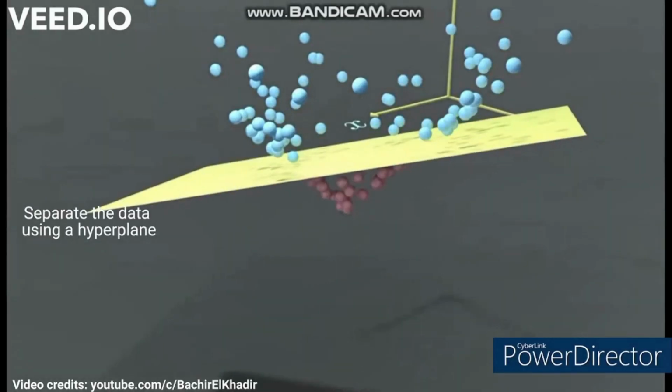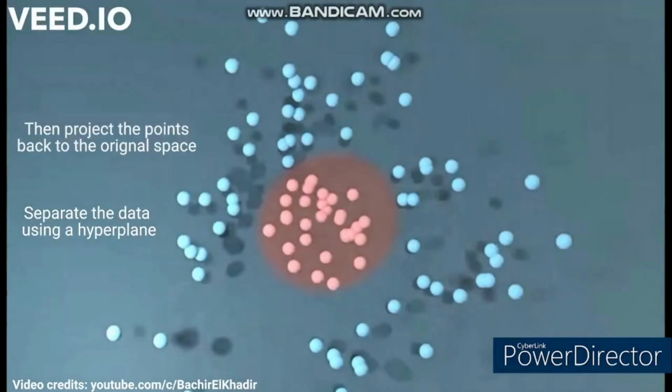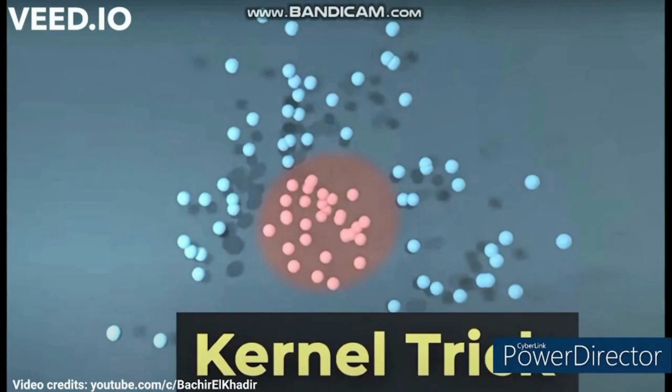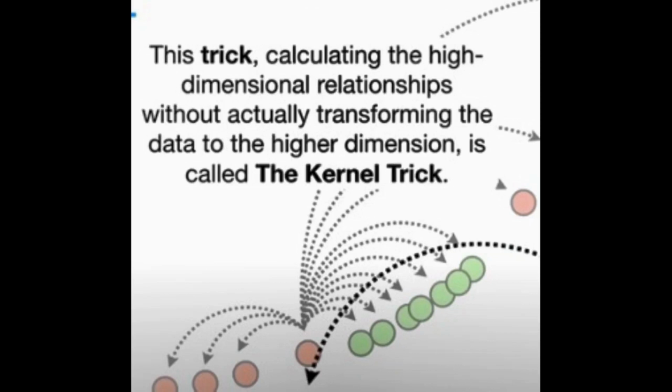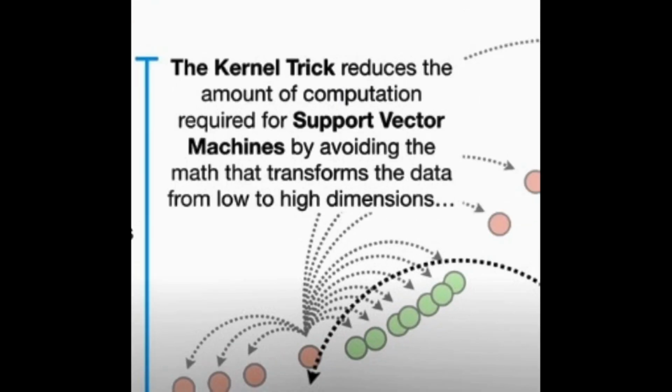After the transformation, we then separate the data using a hyperplane and finally project the points back to the original space. Note that in kernel functions, we calculate the relationship between each pair of points in a higher dimension, but we don't actually do the transformation. So this technique of calculating high dimension relationship without actually transforming the data into higher dimension is called the kernel trick. The kernel trick reduces the amount of computation required for support vector machine by avoiding the high-level maths involved in transforming the data from low to high dimensions, and thus making calculating relationships in infinite dimensions possible.